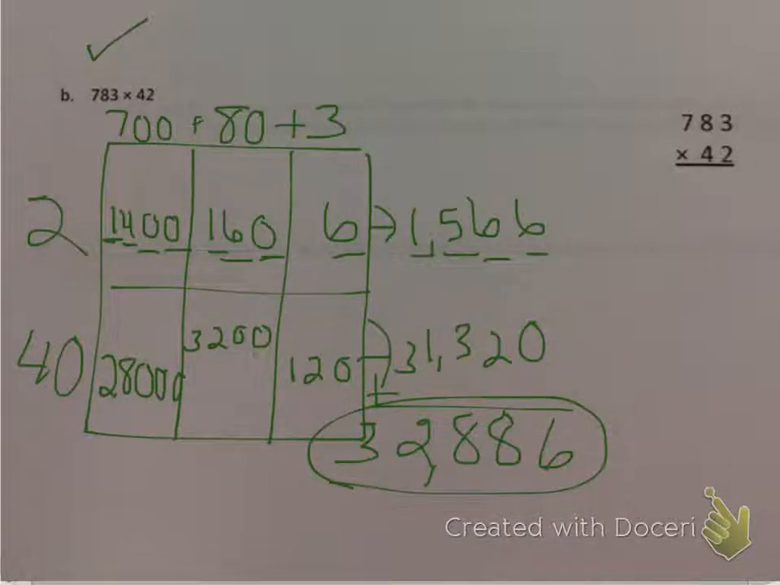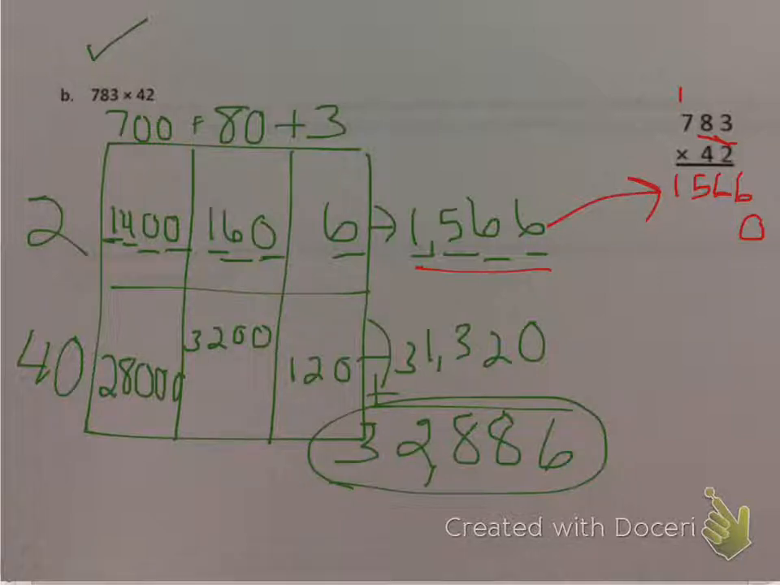783 times 42. 2 times 3 is 6. 2 times 8 is 16. And then 2 times 7 is 14, plus 1 more is 15. Alright. I can see here that 1,566 matches my partial product from my area model. So I'm going to draw the arrow. Put my placeholder down here and keep going.